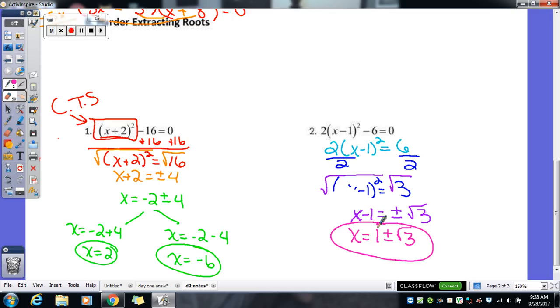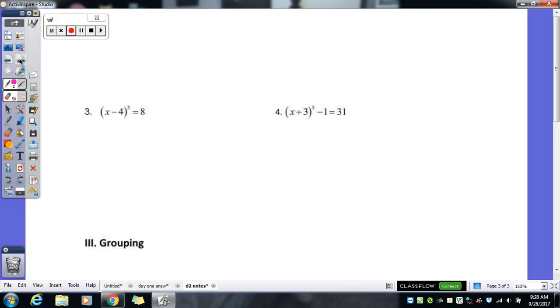All right, then we got just a few more to practice on the back. So for number 3, got my parentheses on its own with the exponent out there. Instead of a square root this time, what do I want to take? Cube root, because it's to the 3rd power. So I'm going to take a cube root.